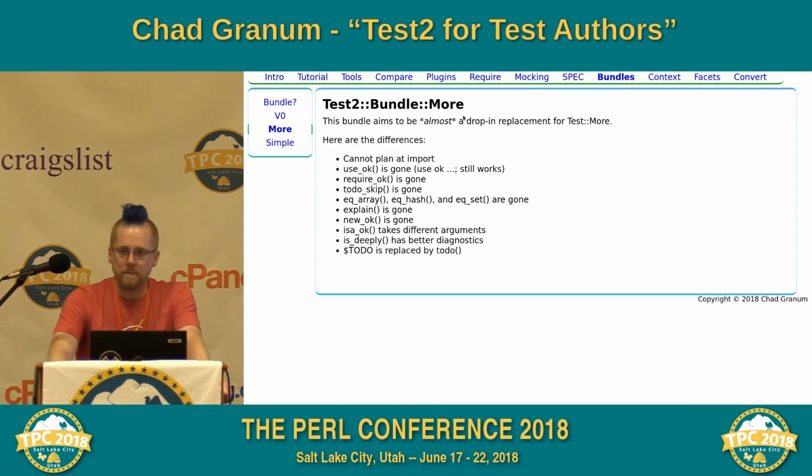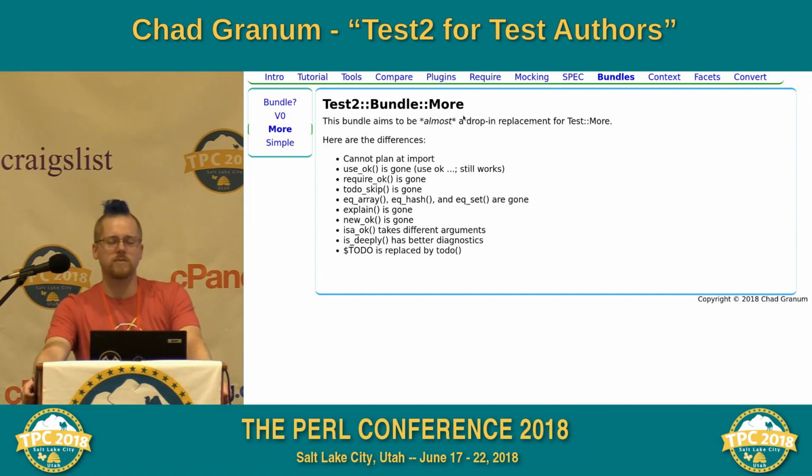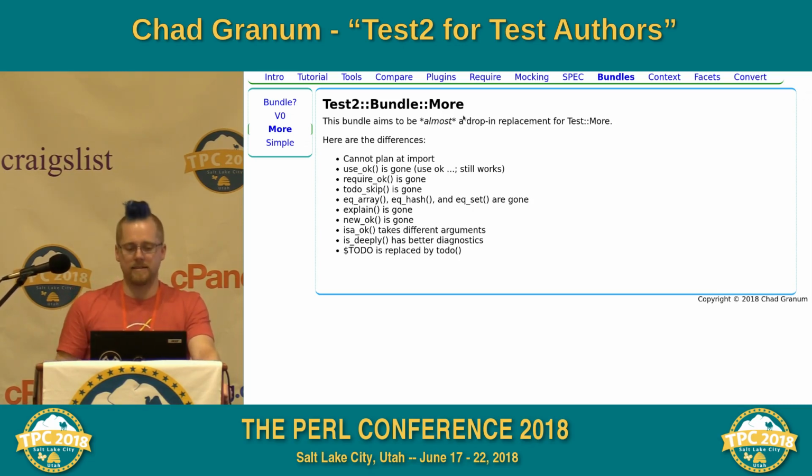Test2::Bundle::More. This one is kind of a compatibility step. If you want to mostly switch to Test2, but your heart's not all the way in it, you can switch to Test2::Bundle::More. There's still a few things you have to change, but there's a lot less. Like is alias to is_deeply. The regular is still just a string compare. But there are a few things that are changed, and the differences are listed here. I'm not going to go through them.